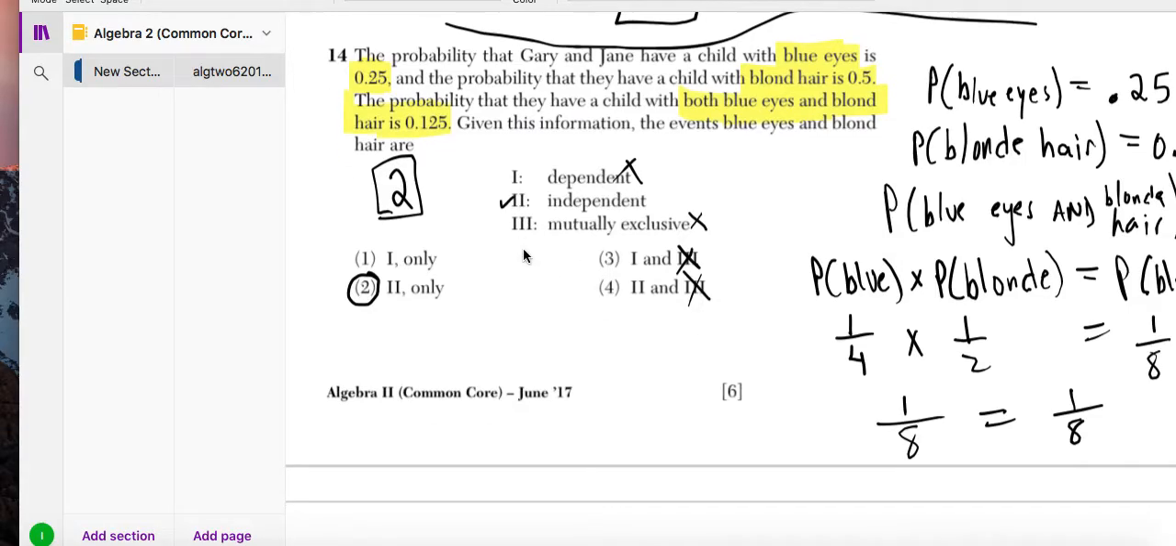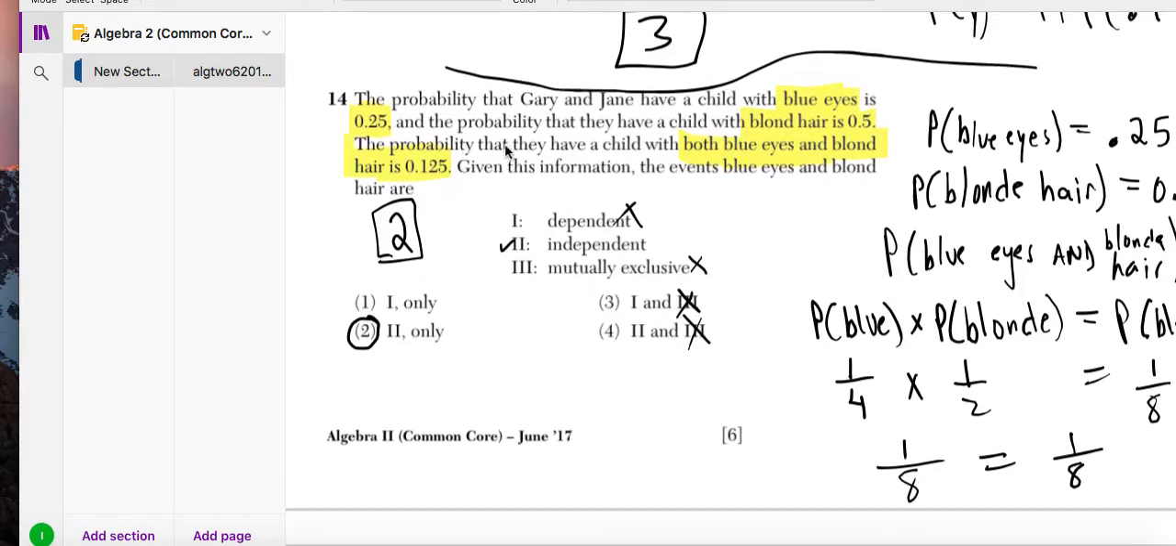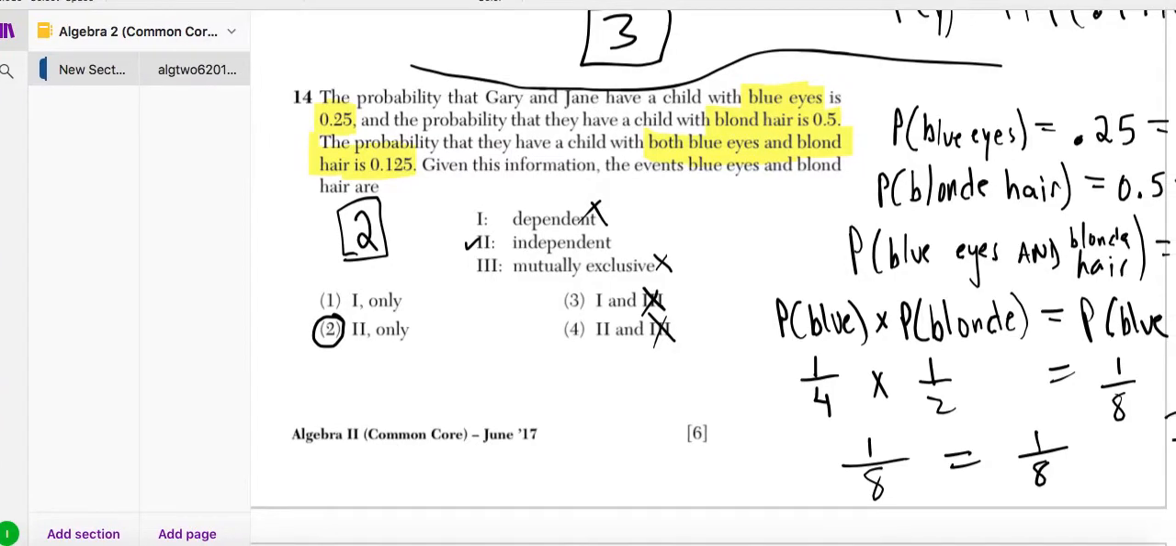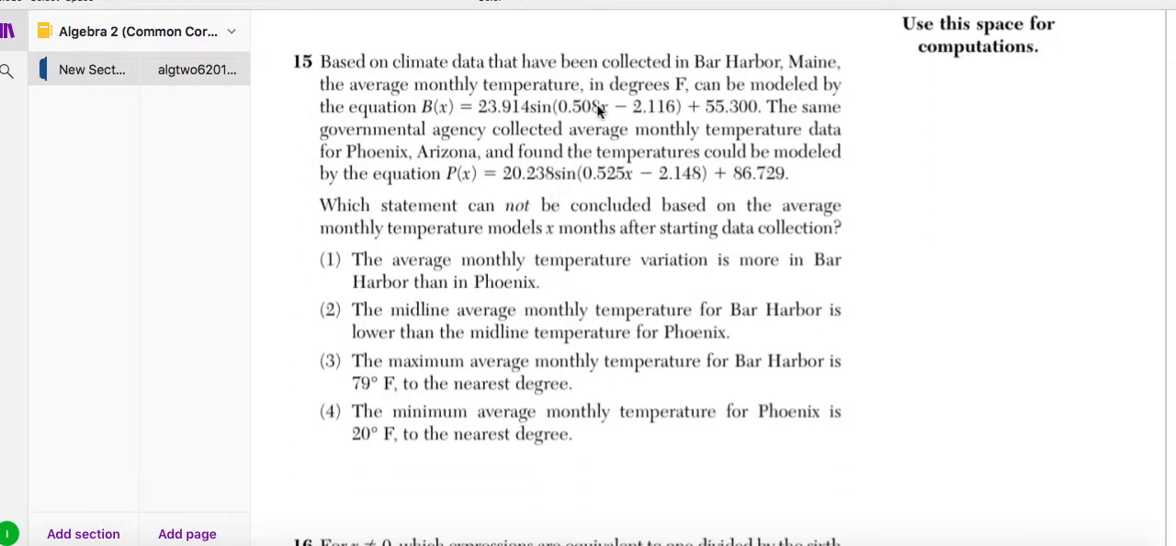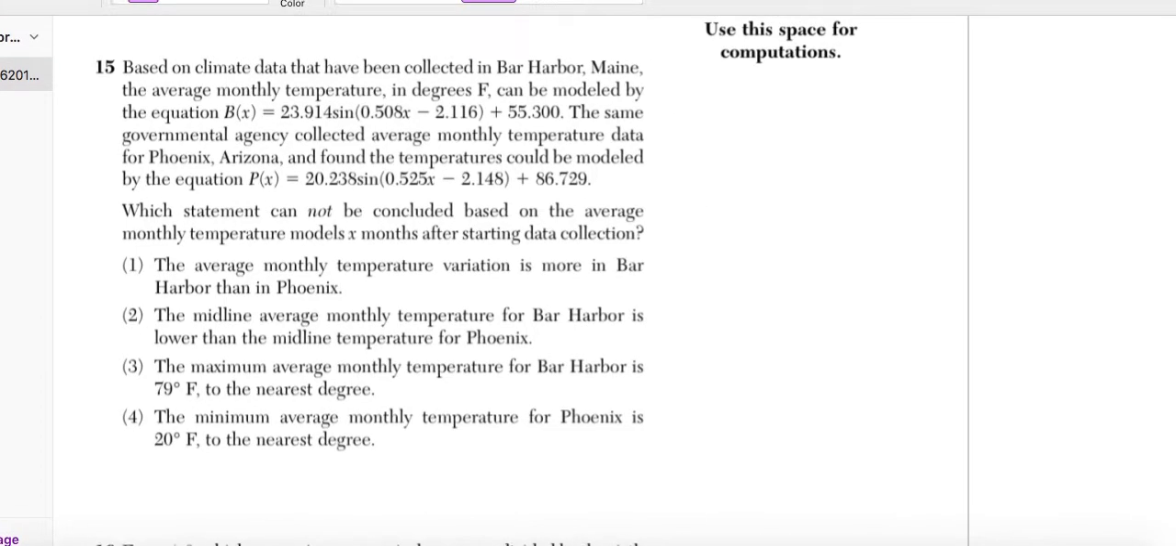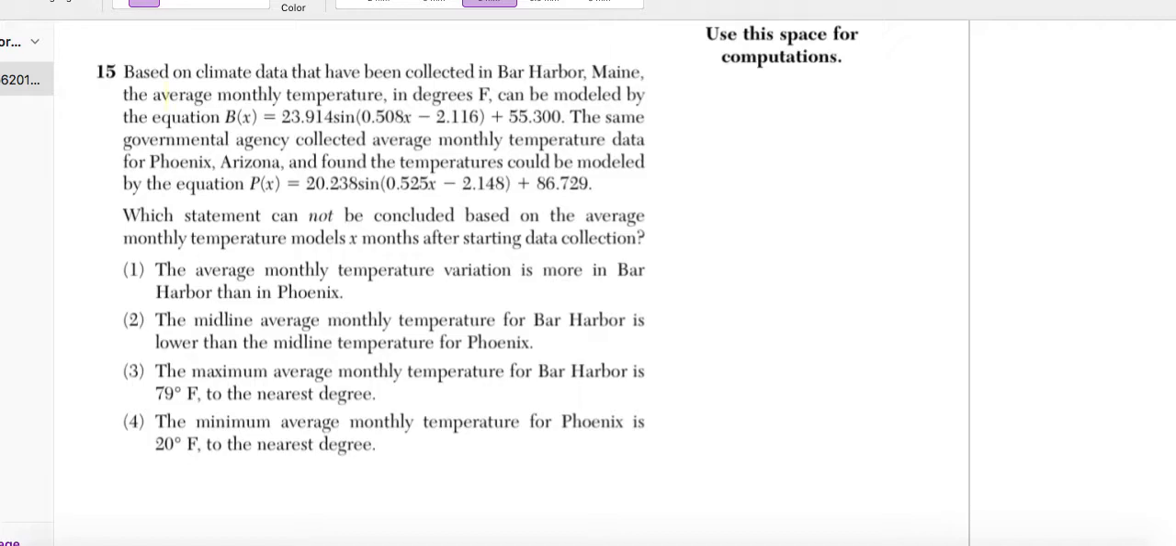All right. Moving along to number 15. And this is just about knowing about the probability of events and independence. You might want to look up something called the product test for independence. That's what we use. Number 15: based on climate data that have been collected in Bar Harbor, Maine, the average monthly temperature in degrees Fahrenheit can be modeled by the equation B of x is equal to this whole thing.